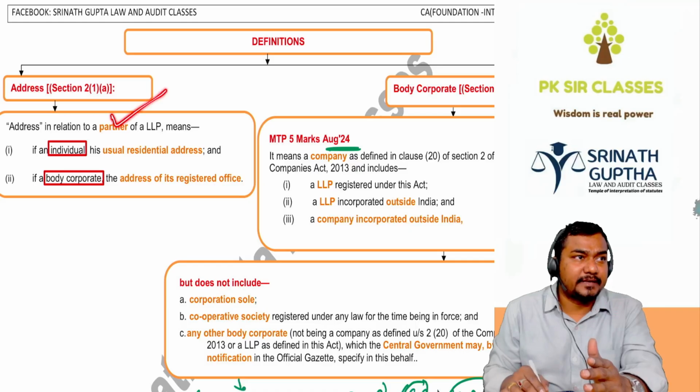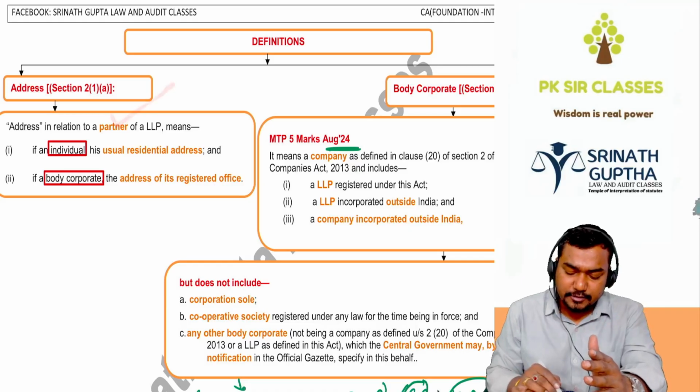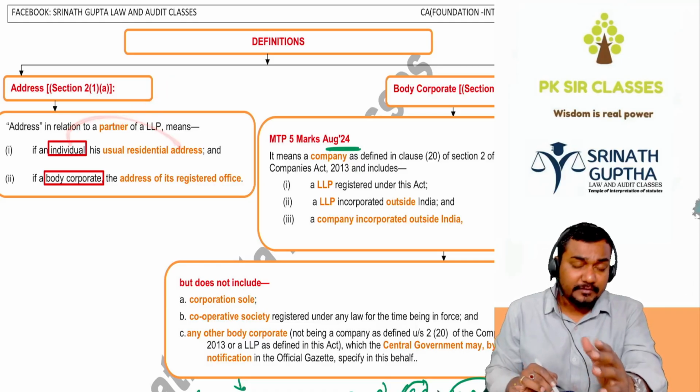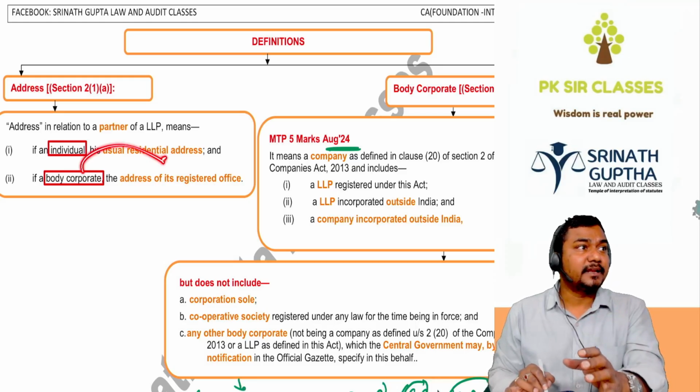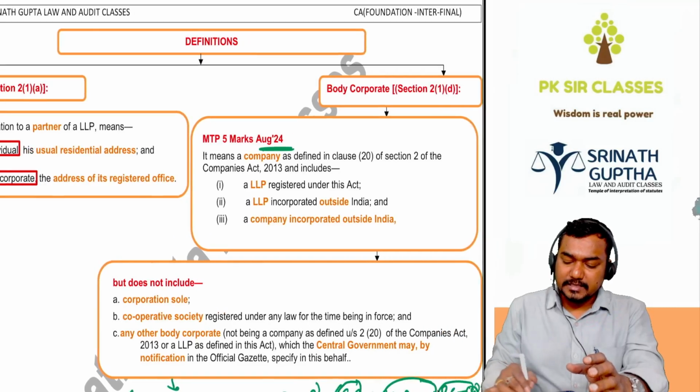Address means address of the partner. If it's an individual, it is the residential address of the partner. If the partner is a body corporate, it is the registered office of such partner. Then next, body corporate, which has already come in the exam.